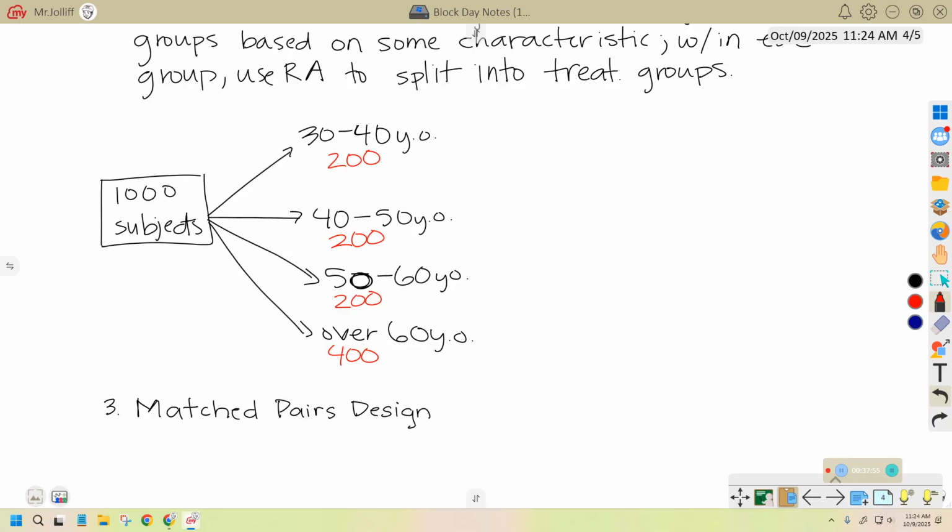Split the treatments. Very good. So within each group, random assignment to treatment groups. Perfect. So here I'm using random assignment to either the 50 milligrams or the 0 milligrams. I have to do the same thing for the 40s to 50s. Random assignment to 50 milligrams or 0 milligrams. All the way down the list. Random assignment to treatment groups.